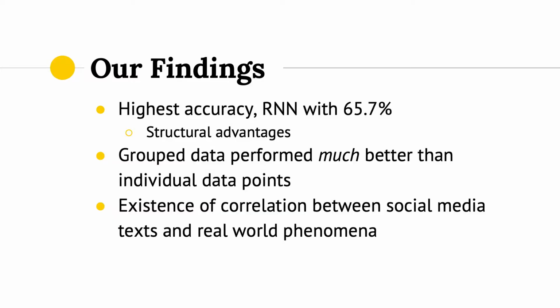Again, the highest accuracy was with the RNN, mainly because of the structural advantages. As I mentioned earlier, the text analysis and the memory, the LSTMs, help it perform very well with these tweets. Group data performs much better than individual tweets, simply because there's more context to pull from, more information to grab from those text blocks. So why is this important? What does this all mean put together?